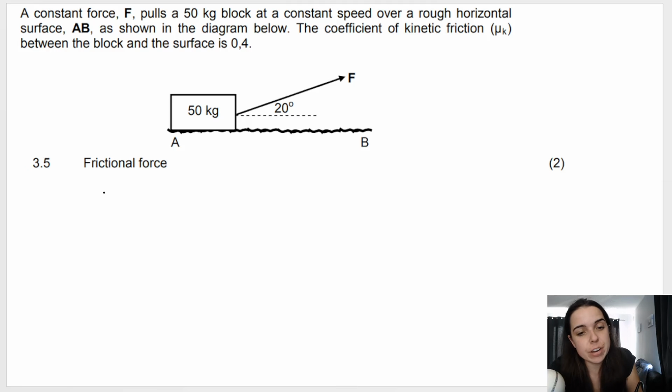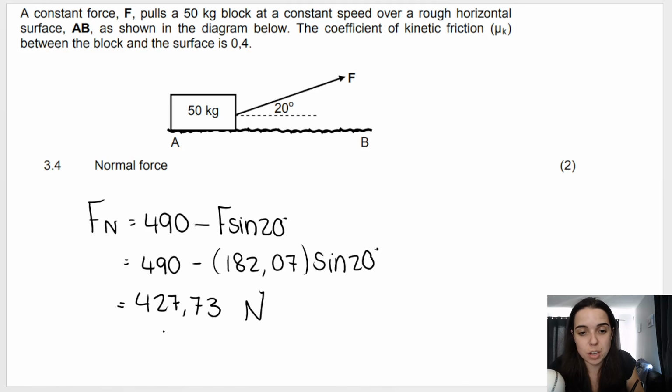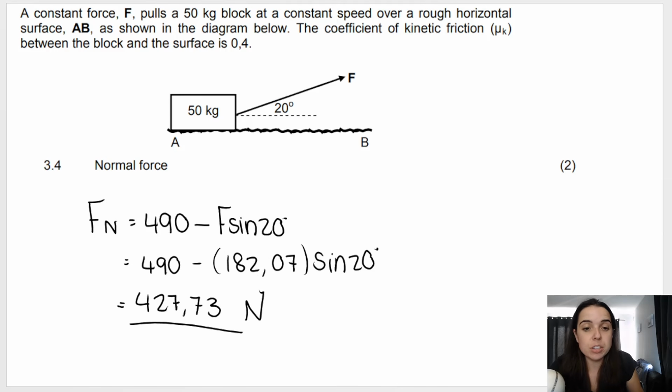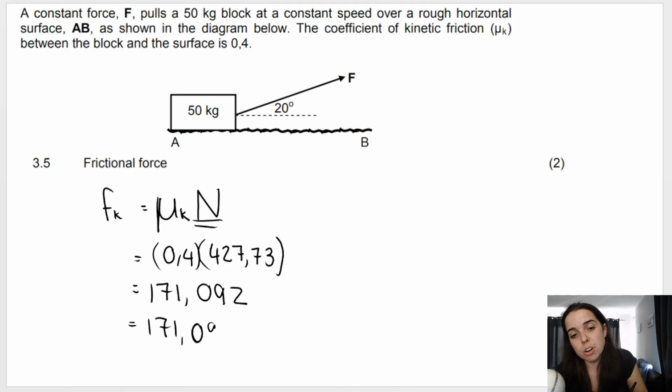Last question wants the frictional force. Remember earlier we said that frictional force, Fk, was equal to the coefficient of kinetic friction multiplied by N. We know the coefficient of kinetic friction is 0,4. And now we know what N is, we just worked out N over here: 427,73. And yes, you can use the rounded off version of N because it's a new question. So 427,73 times 0,4, and I get 171,092, or you can round it off as 171,09 Newton.